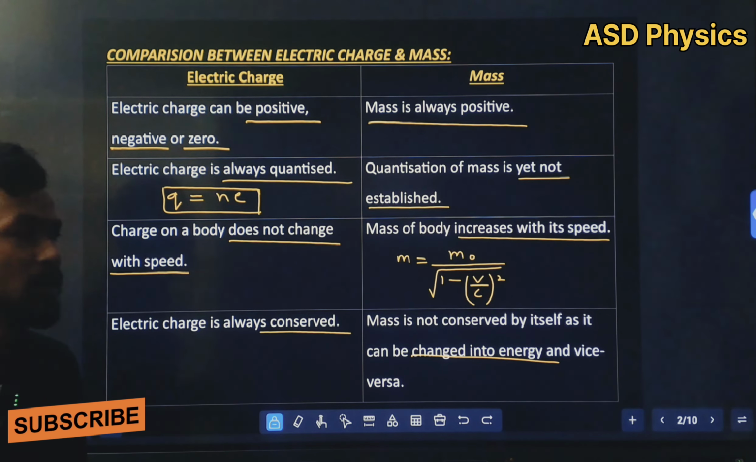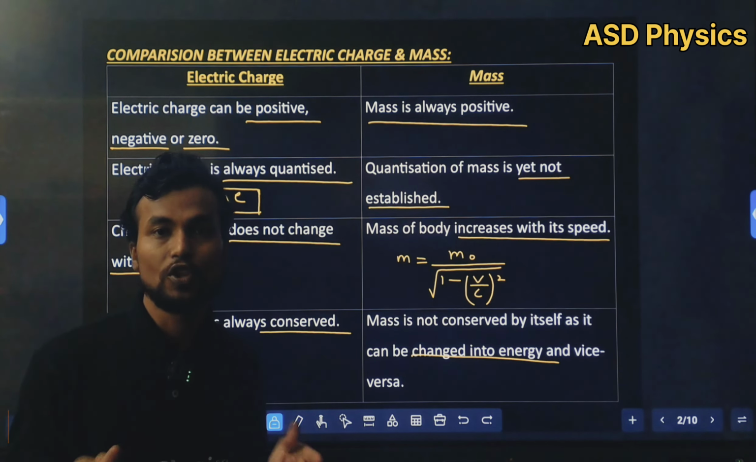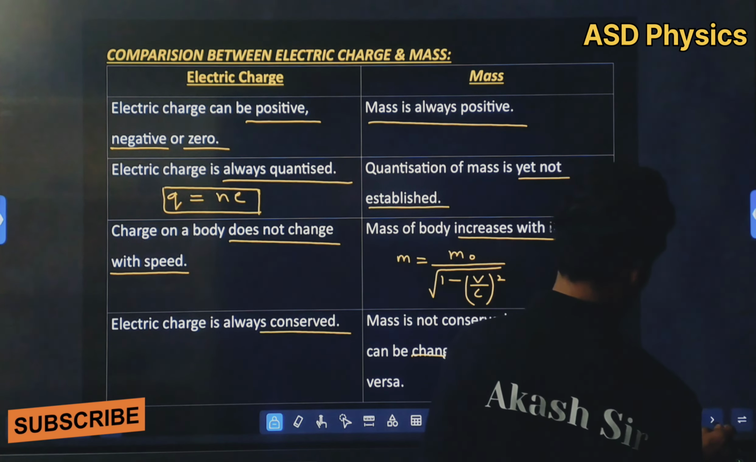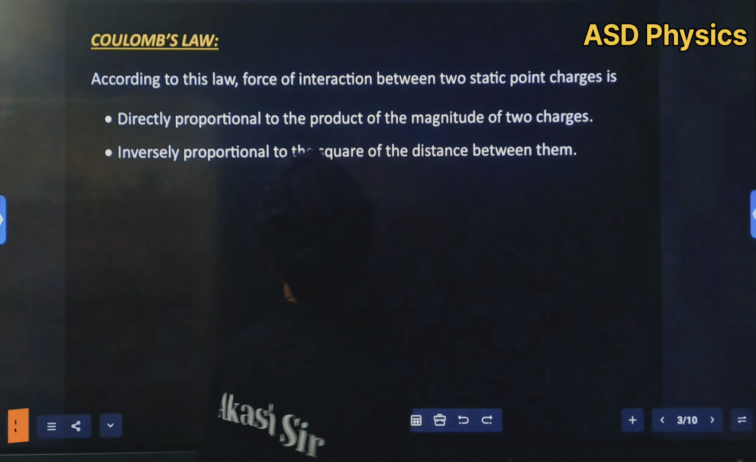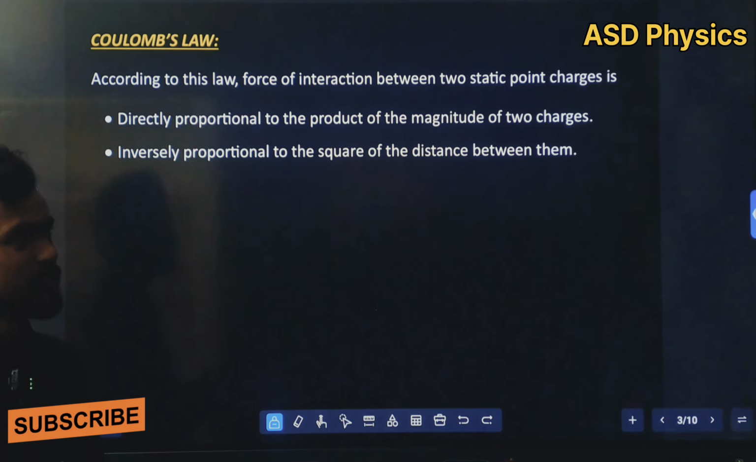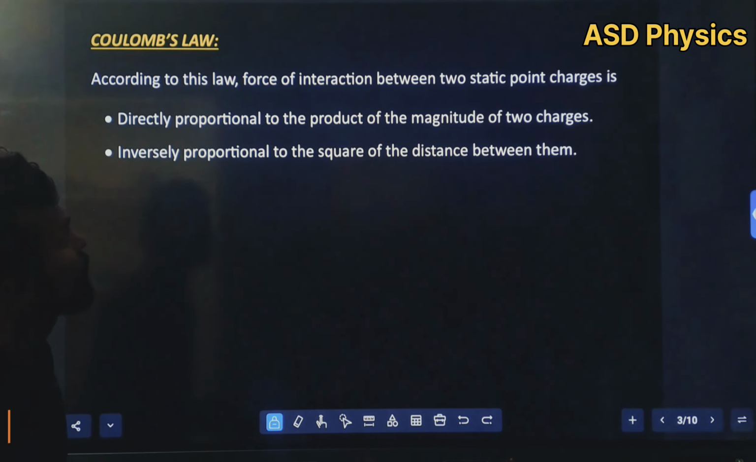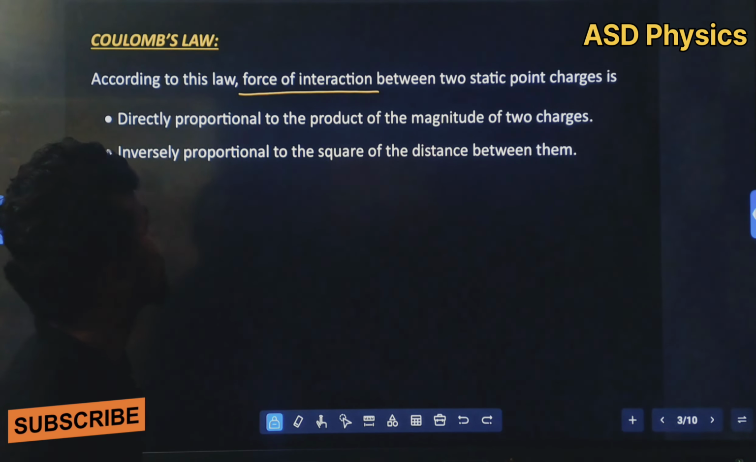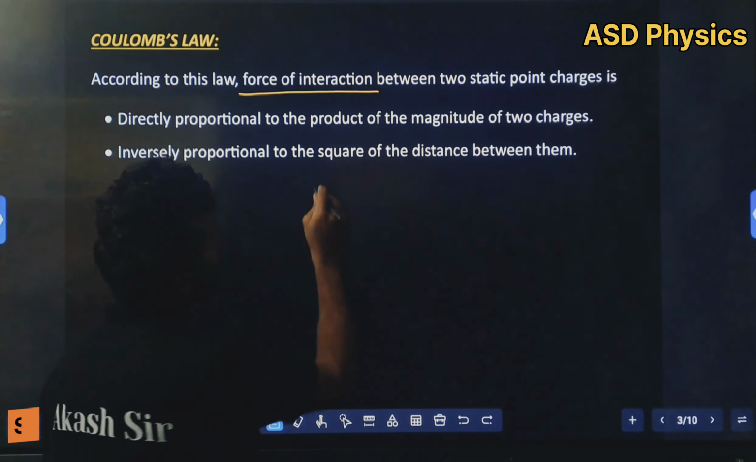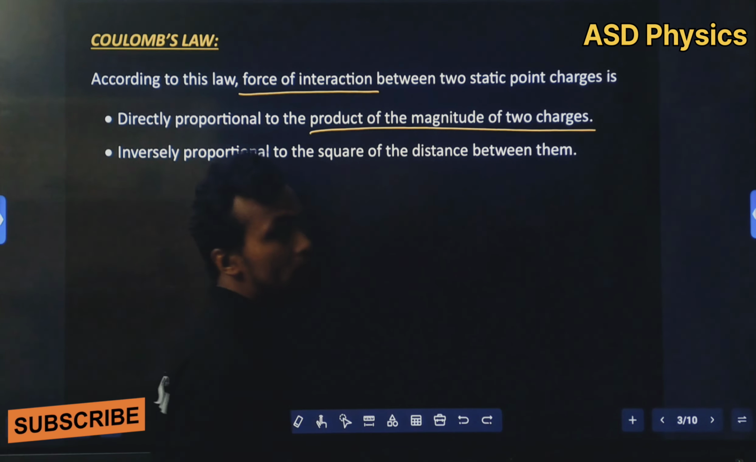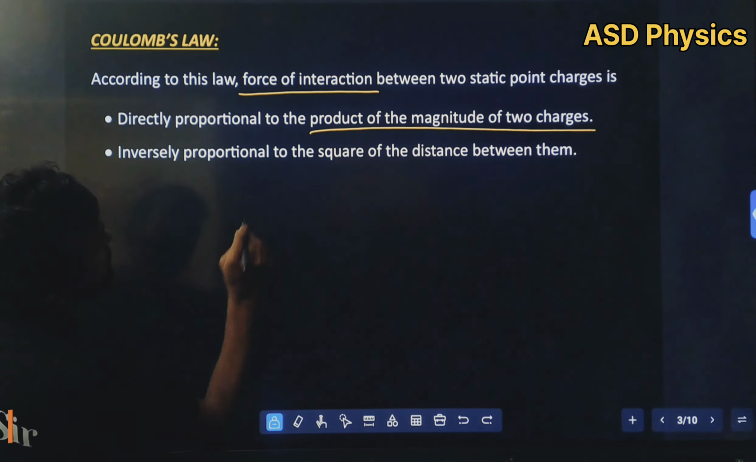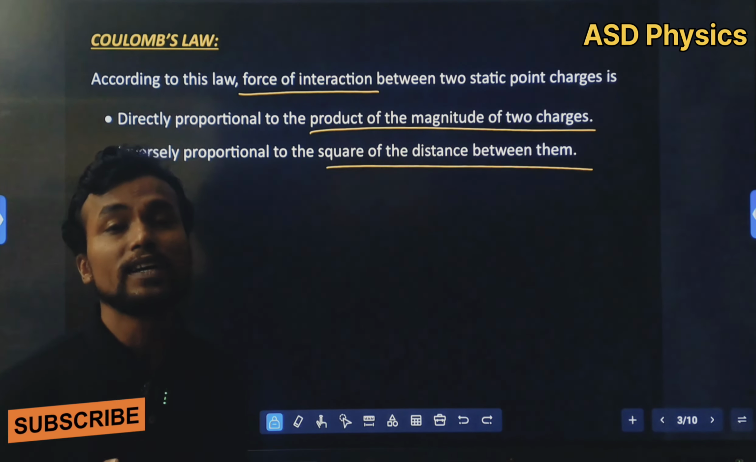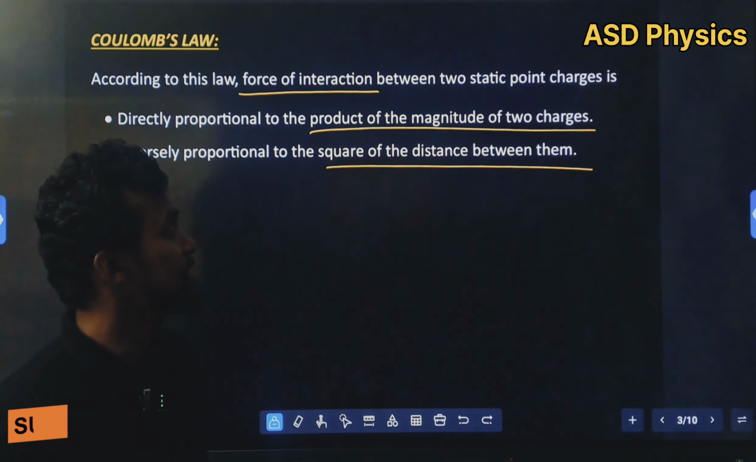Okay, so as you have understood all these things, now you are ready to understand Coulomb's law. So students, let's go to Coulomb's law now. See here please, Coulomb's law, very easy. According to this law, force of interaction between two static point charges is directly proportional to the product of the magnitude of two charges and inversely proportional to the square of the distance between them. So here we have to understand all these things one by one.